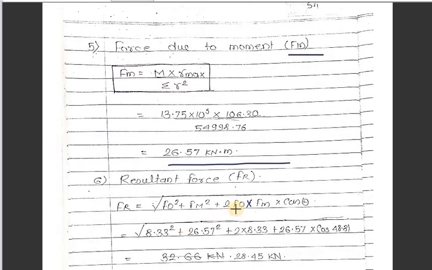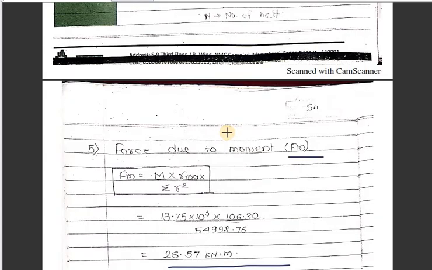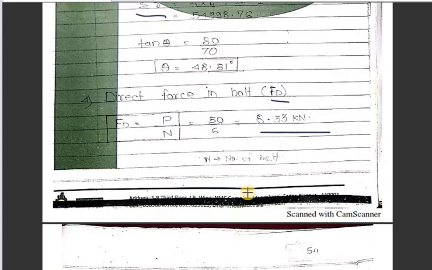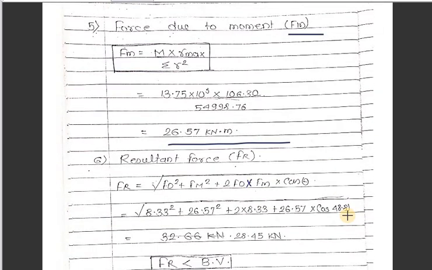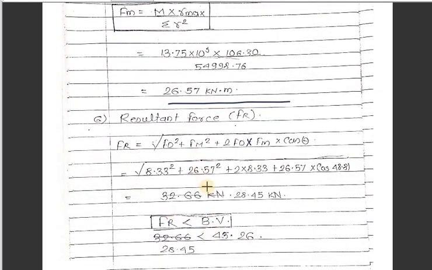Every part we have calculated. Fd in the previous case we have calculated as 8.33, squared. Fm squared, just now we have calculated 26.57. All are in kilonewton meters, that is, load is in kilonewton and distances are in meters. So 2 into Fd, Fm and cos theta. The theta we have calculated in this case is 48.81. So cos of 48.81. It comes to be Fr, the resultant force on each bolt, 28.45. The resultant force on each bolt is 28.45.